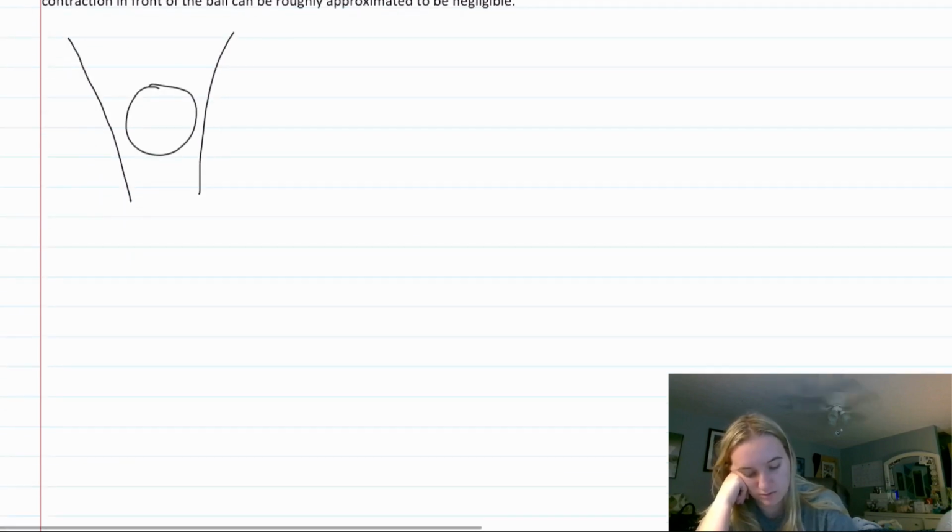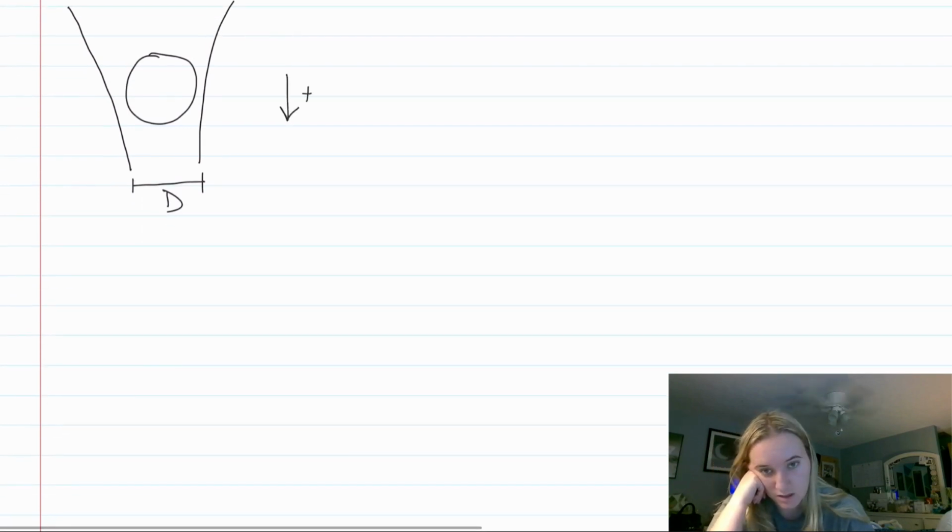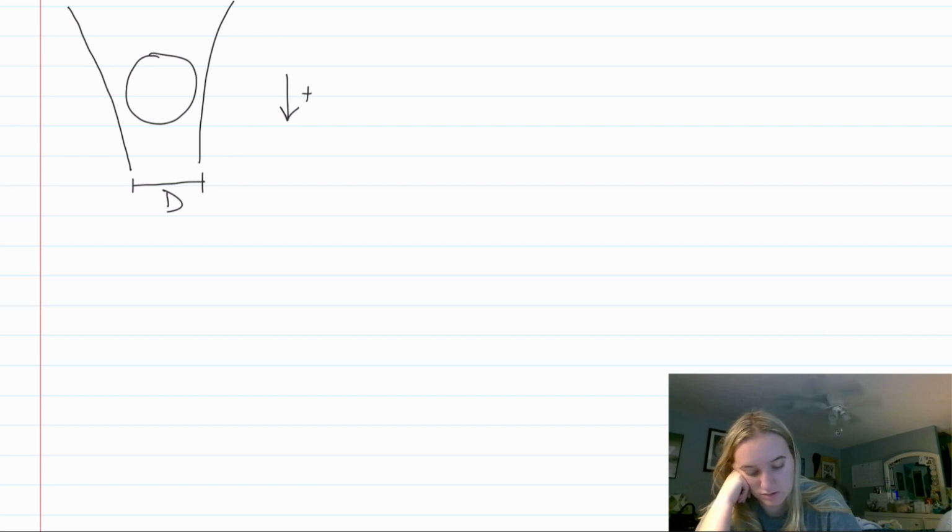So, let's draw our rotometer tube, which is going to be like this, with a spherical ball on the inside. That's an awful circle. Spherical ball on the inside. The bottom is going to have diameter d. Going downward is going to be positive.